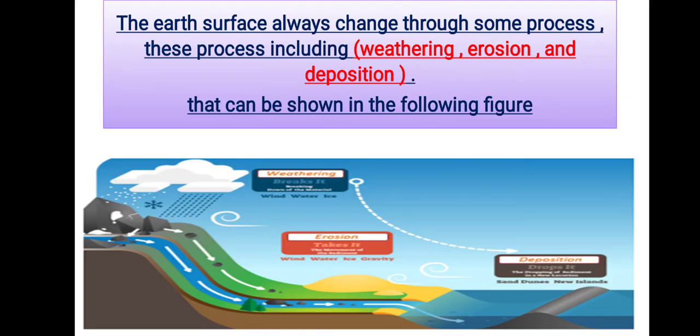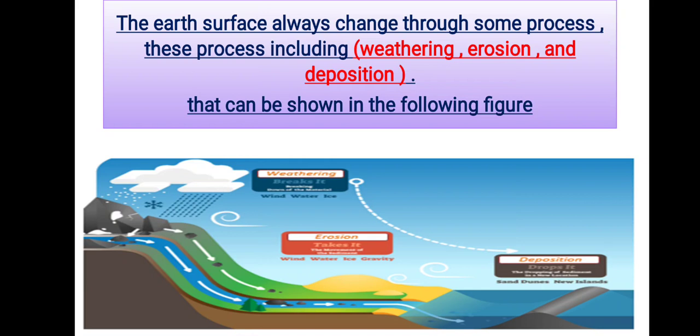So in area A, this rock is broken down into very small pieces, and this is called weathering. After that, the small pieces of the rock will move from one place to another place. When the small pieces of the rock move from one place to another by the wind or the water, this is called erosion.